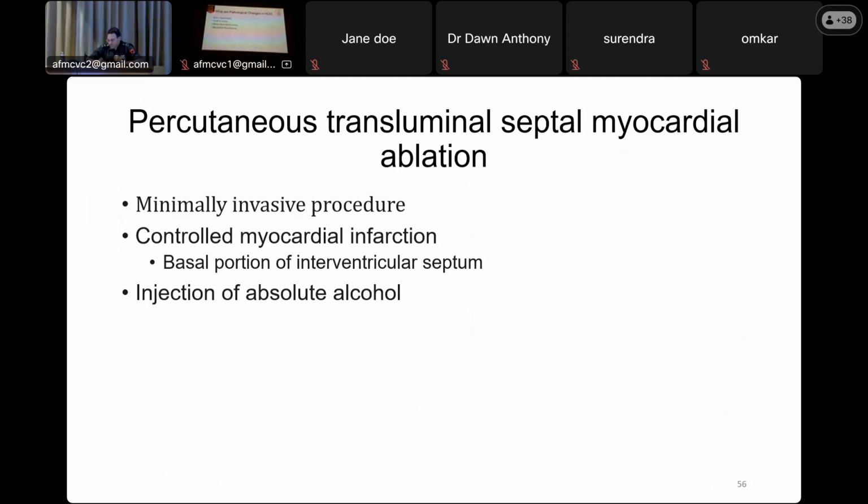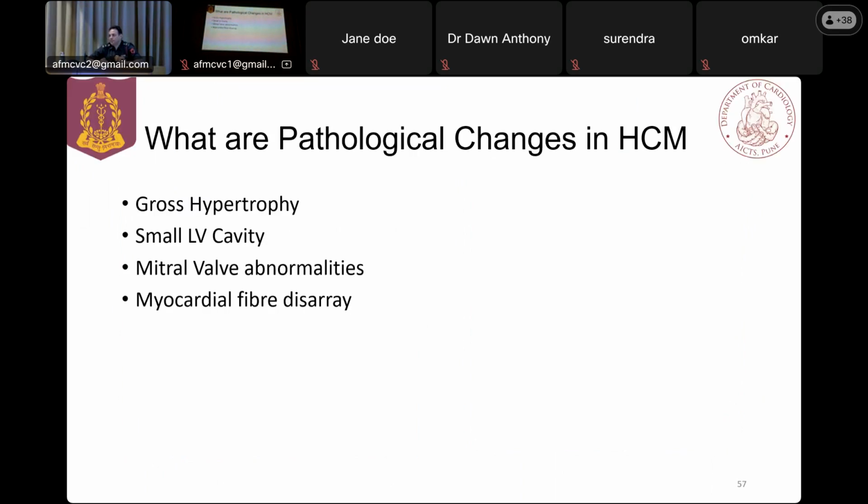So what pathological changes do we see in HCM? Basically, as we have seen in our case, there is gross hypertrophy of the ventricle and the LV cavity size reduces to very small. And there are mitral valve abnormalities as we discussed. Histopathologically, myocardial fibers are generally placed in a parallel position. But in this, they are placed in a bizarre shape. They are very random.